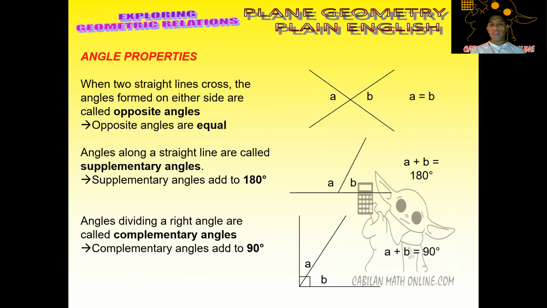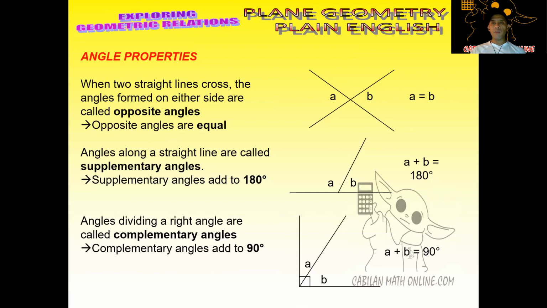As you can see in this diagram on the bottom left-hand corner, where the two lines meet, notice there's a little box, which indicates that what you have there is indeed a right angle. And when you have two or more angles within that location, if you add them up, they will all add up to 90 degrees.